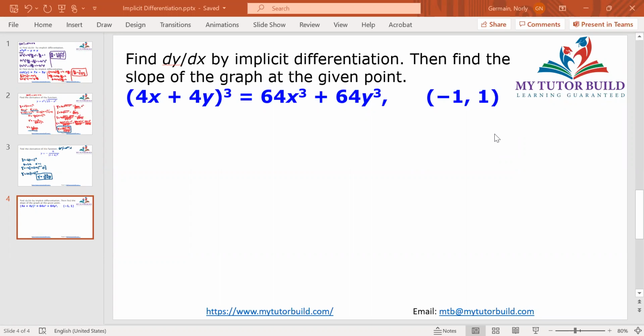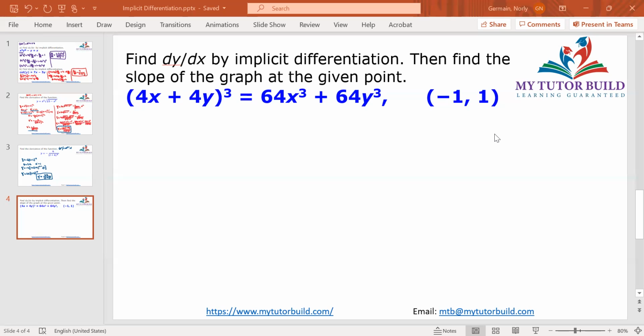In this video, we're going to find the slope of a graph at a given point using implicit differentiation. So first of all, let's start by finding the implicit differentiation of the function (4x + 4y)^3 = 64x^3 + 64y^2 at the point (-1, 1). So the first step is really to find the implicit differentiation.